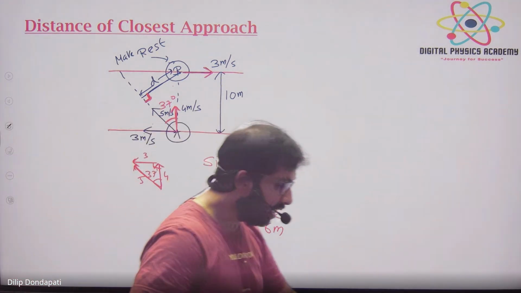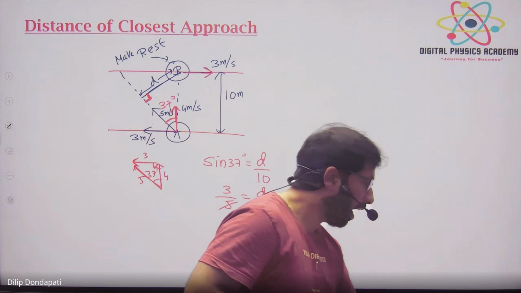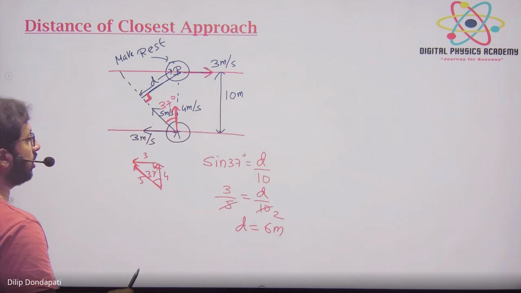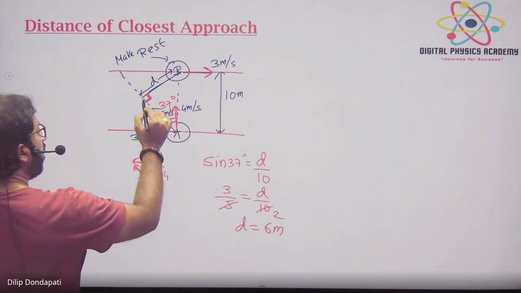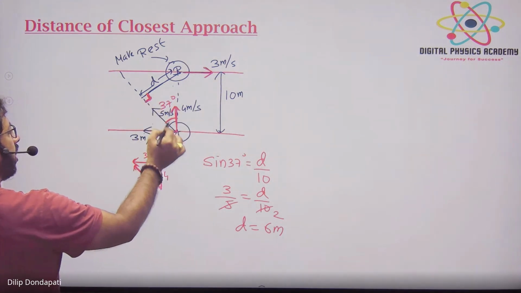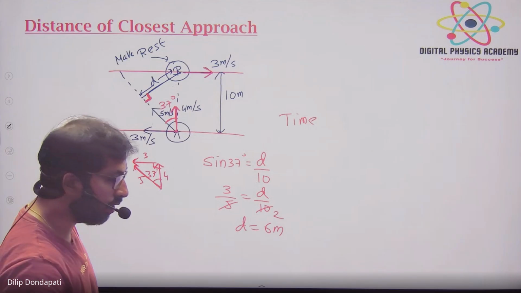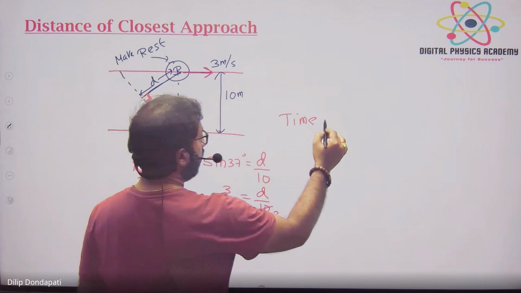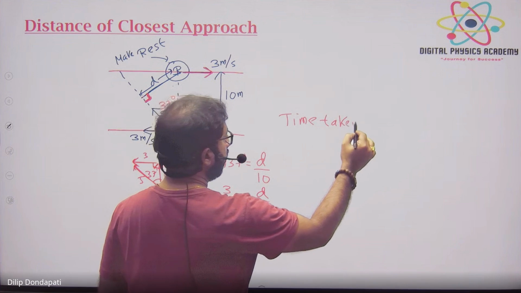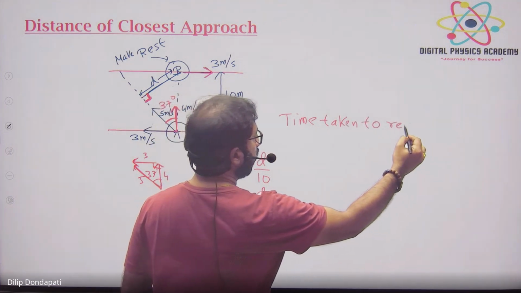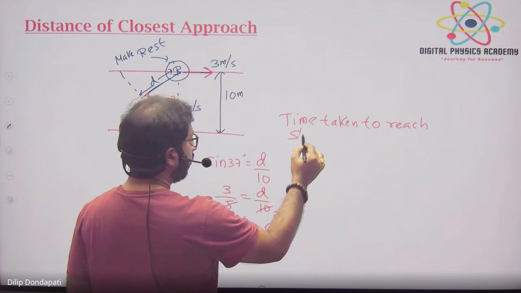Now try to find the time taken to reach the shortest distance. How much time does it take to reach the shortest distance? Try. Won't it be 6 by 5? No, wrong. Time taken to reach the shortest distance.